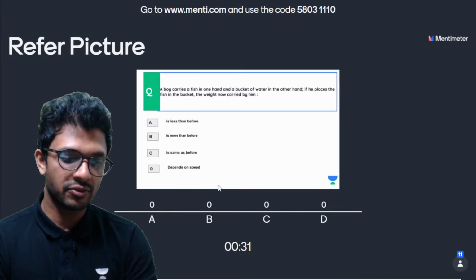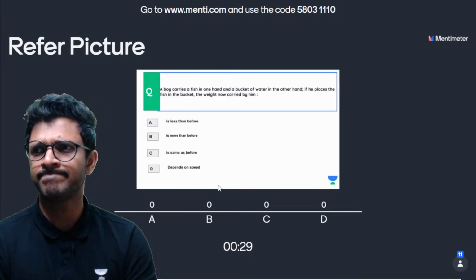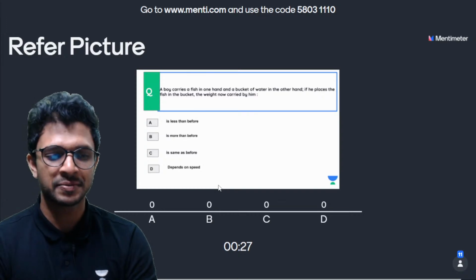Sudeep sir, will that fish taste good? I'll have to think. Let's see.